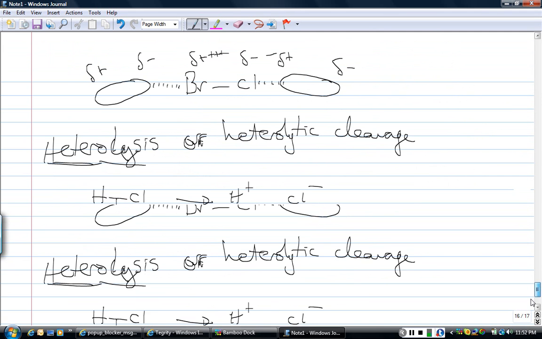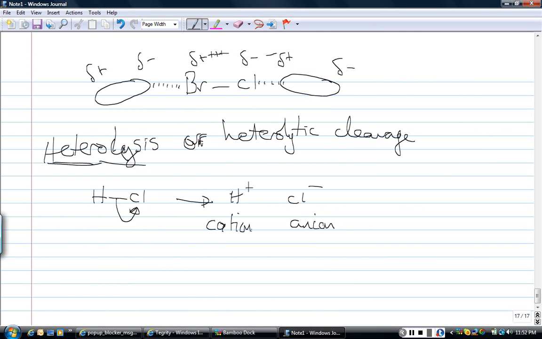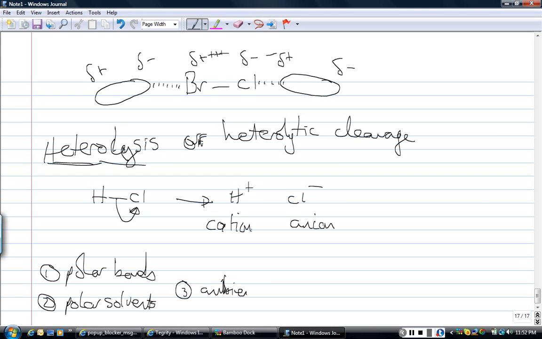Well, under what conditions would I get heterolysis? And the answer is, one, I must use polar bonds. I would use polar solvents, obviously, because I want to enhance the polarity of the bond, and I use ambient conditions. So I don't use light, and the temperature I use tends to be usually 100 degrees Celsius or less. And those are the conditions that encourage heterolysis.